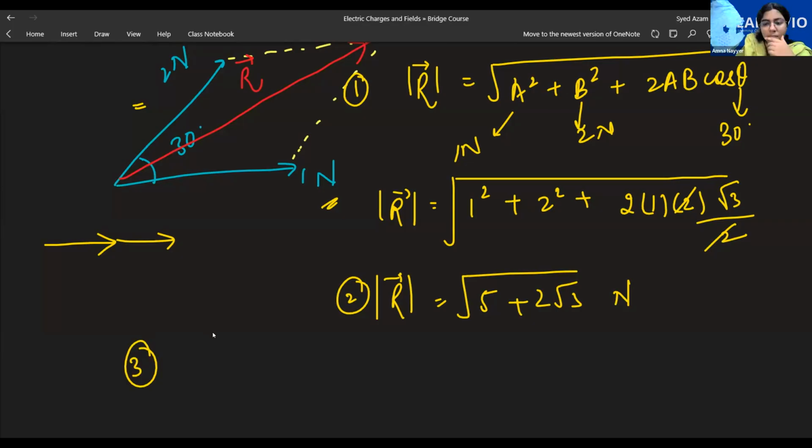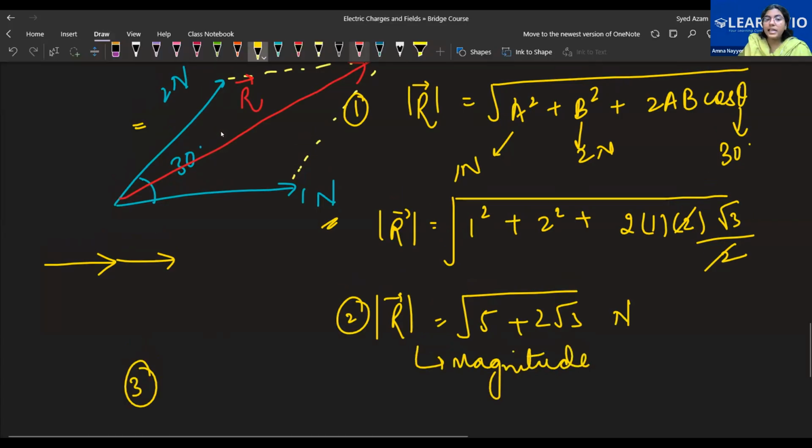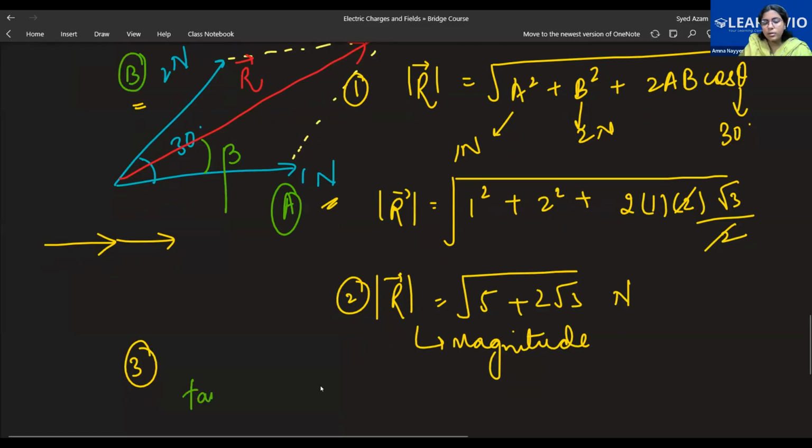Ma'am, in the third step, are we going to find magnitude? Magnitude we have calculated. This is the magnitude only. Now we calculate the direction. Direction is left. See, that beta, which I was telling you in the starting of the class. If this is beta, the adjacent will become A for me, and the other one, which is opposite to it, will become B for me. And what will be the formula of tan? Tan beta is equal to B sine theta by A plus B cos theta.